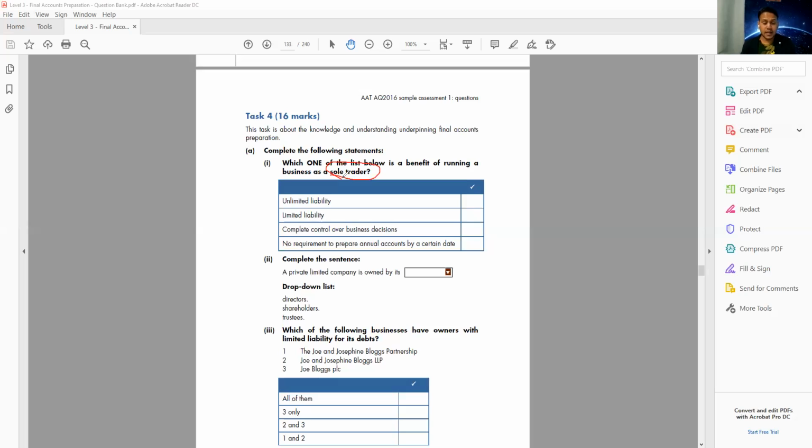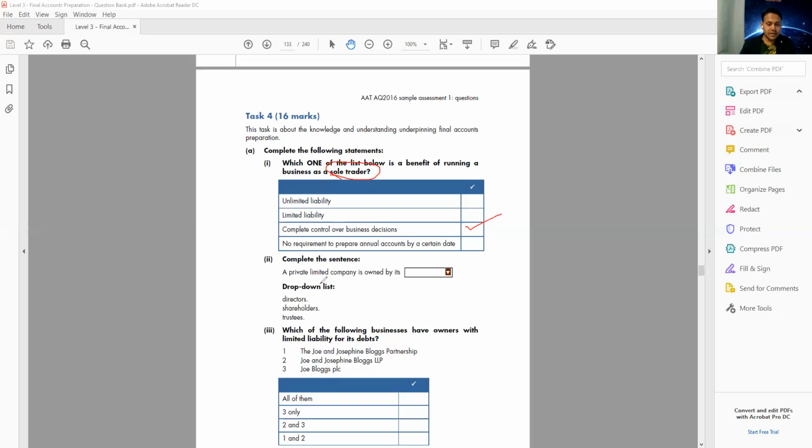You can do whatever you like. You take the decision now, it will be implemented now. For example, any decision you need to take will be done immediately. So complete control over the business decisions. This is the main advantage of a sole trader. Okay, that's fine. The next one, complete the sentence.